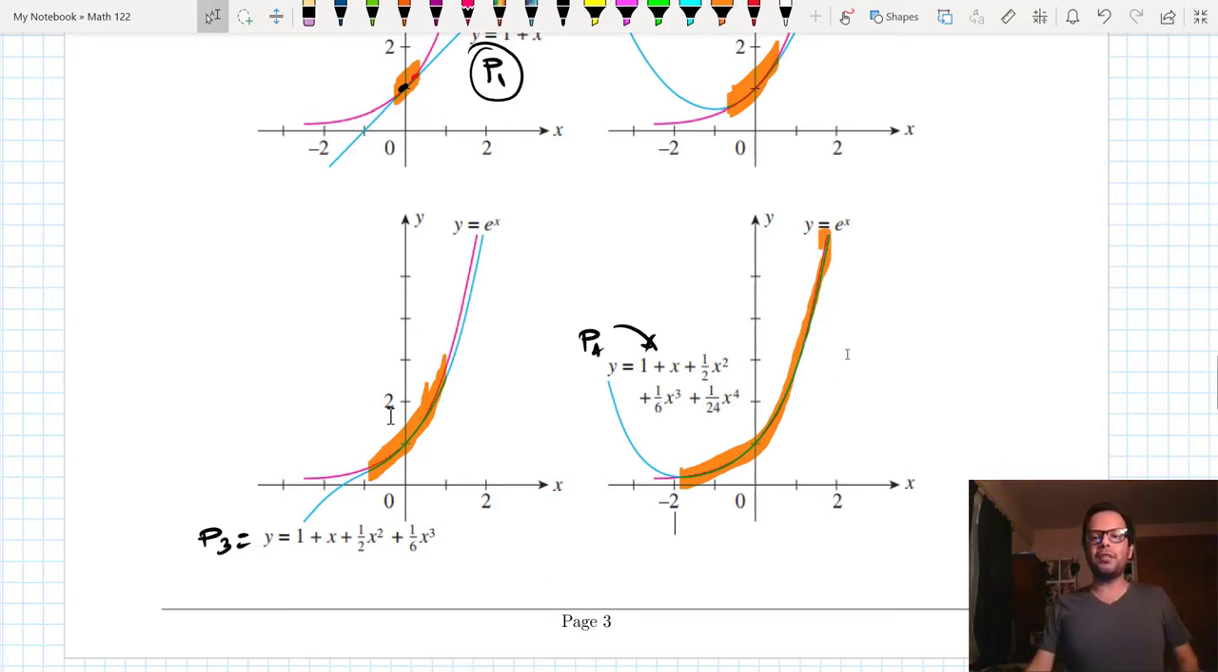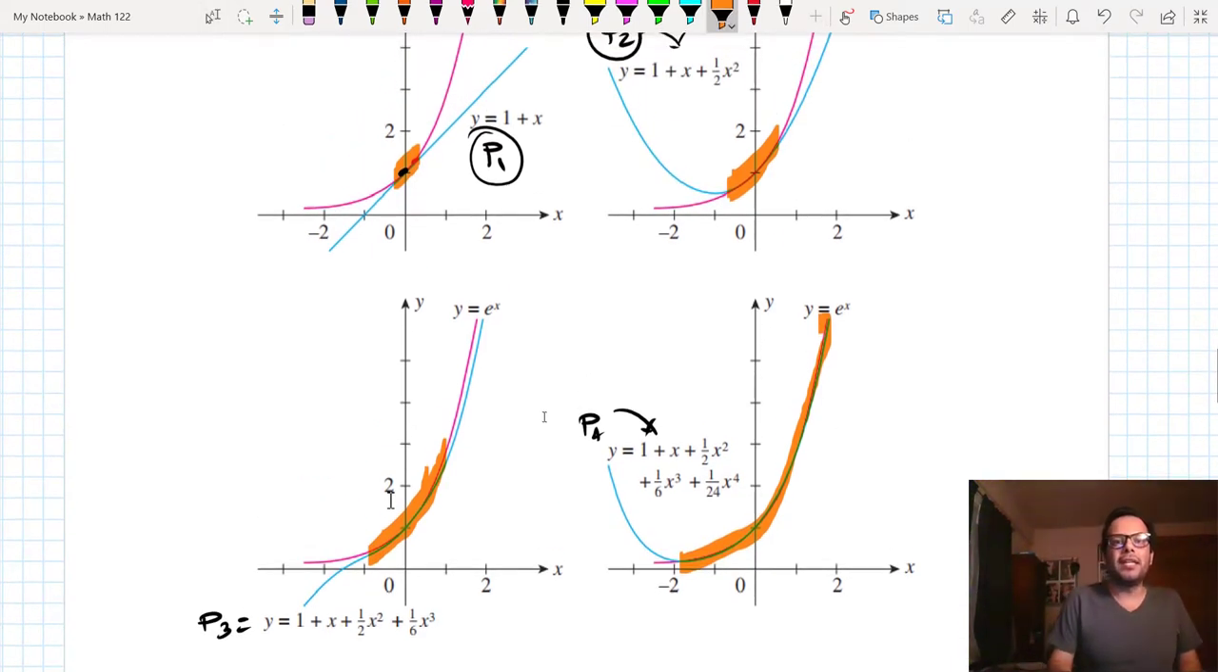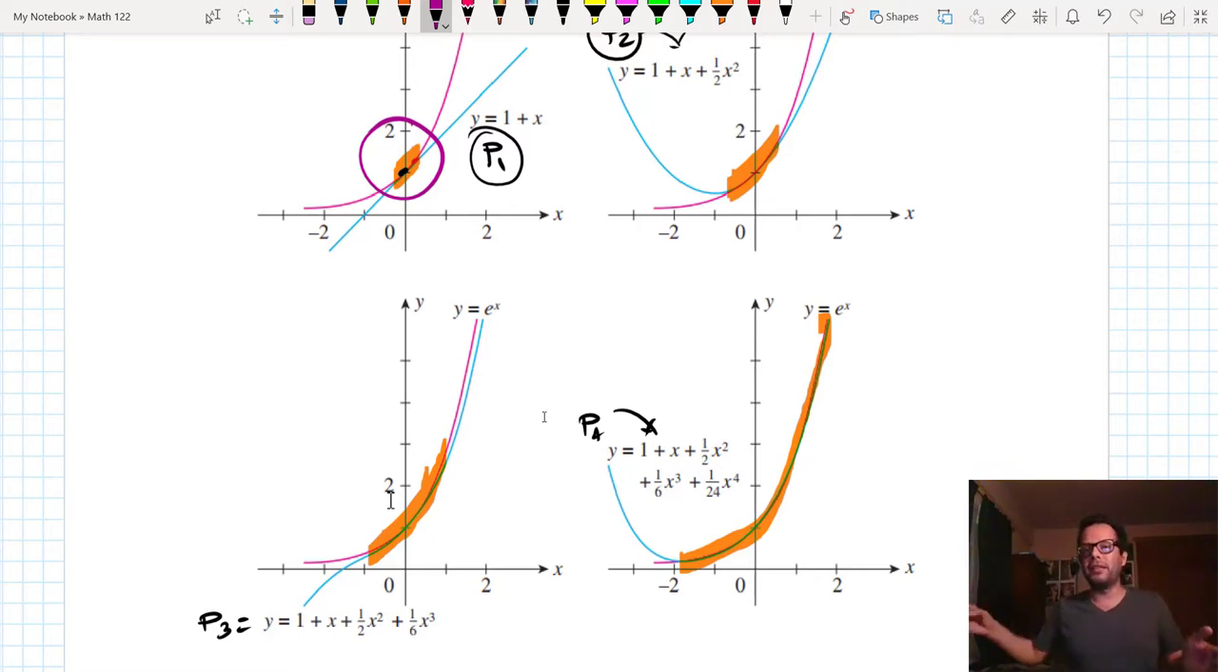And it approximates e to the x at more points than its original P1, the baby linear approximation that we learned in Math 121 in the first semester calculus, and we are now extending this idea to larger polynomials for a better approximation. So again, going back to the graph that we have on Desmos.